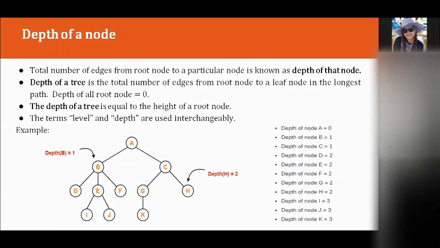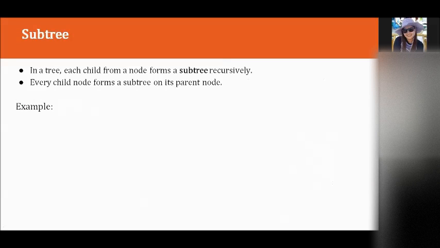So we have this one, A. So depth of node A is equal to 0. The depth of node B is equal to 1. C is equal to 1. D, E, F, the same. We have depth of node is 2. The G and H, okay, we have 2 also. And then the I, J, K. So if you will notice, it's almost the same with the level of a node.